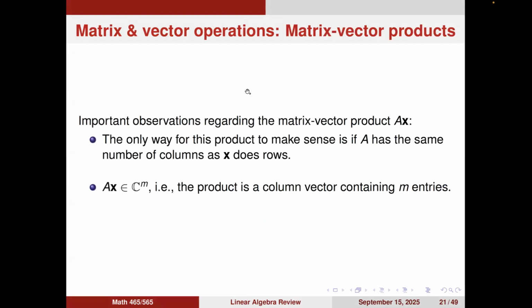Some other important observations is the only way for this to make sense is if the number of columns in A is equal to the number of rows in x, and then also that Ax is going to be in C^m. In other words, you're going to input a vector of length n, act on it by an m by n matrix, and get a vector of length m.